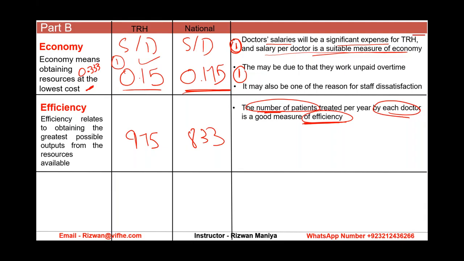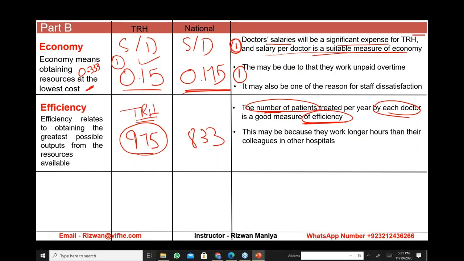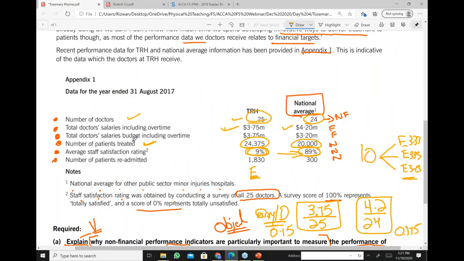Now measure the performance. Is it good or bad? So it's good. Our performance is good, which means our doctors are treating 975 patients, whereas national doctors are treating 833 patients. So we are good, right, guys? Come on, tell me. We are good. Okay. So why is that so? So you can quickly relate with the scenario.